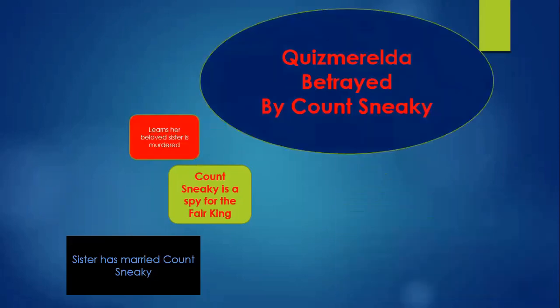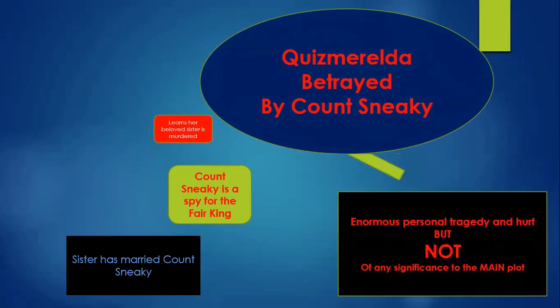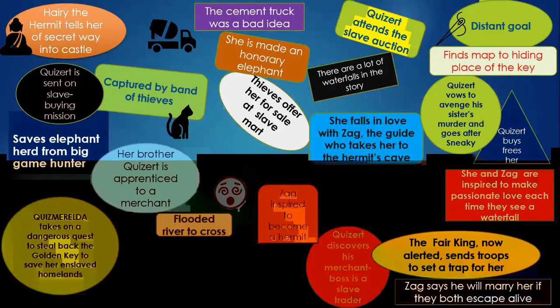What does have a major influence is the betrayal, so that the king now knows that she's on her way. And you see, this is where our subplot, the Count Sneaky subplot, collides with the main plot. It has a bearing, it has an influence on the main plot. The more you can do this, the better. Go back to the mess again and look for the next subplot.